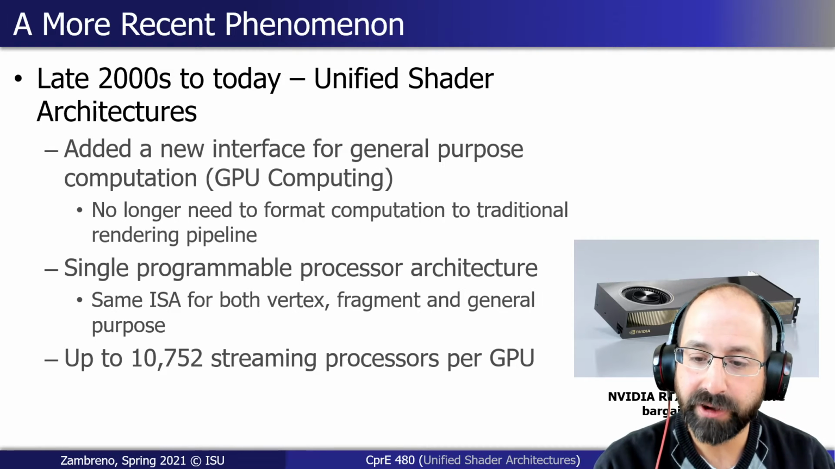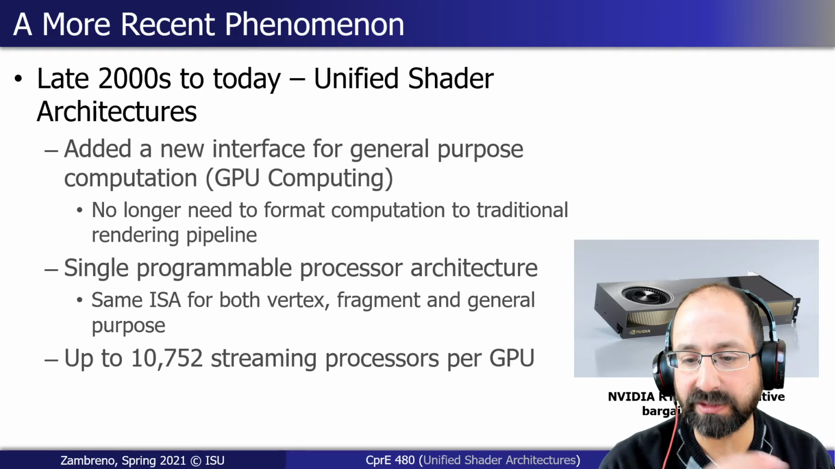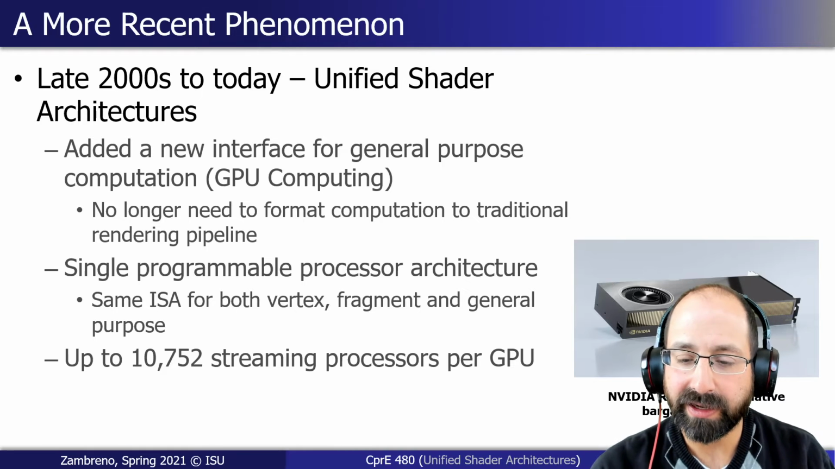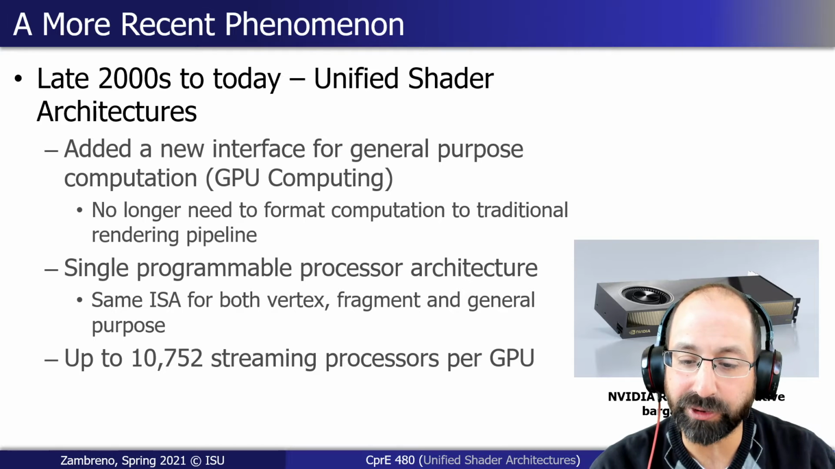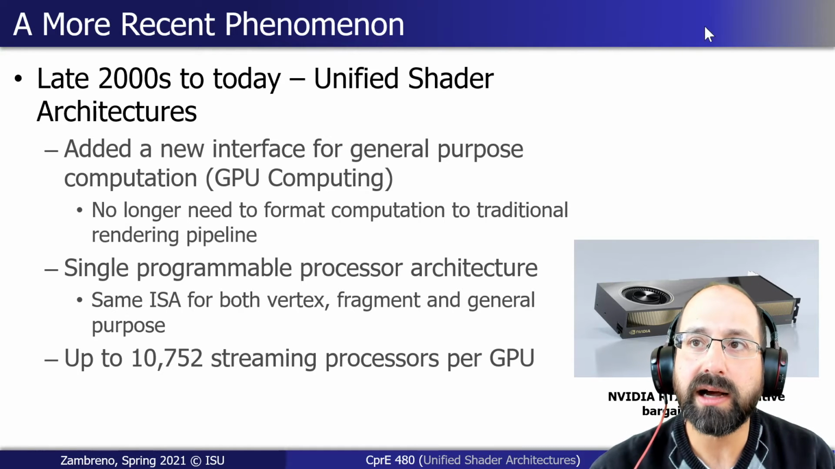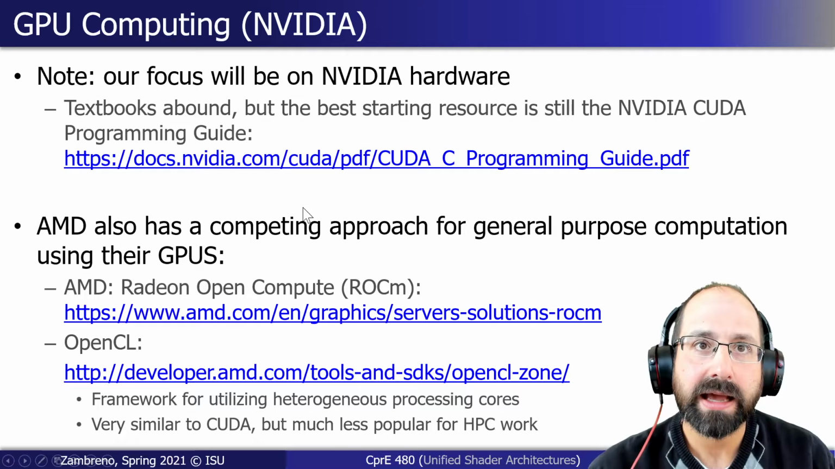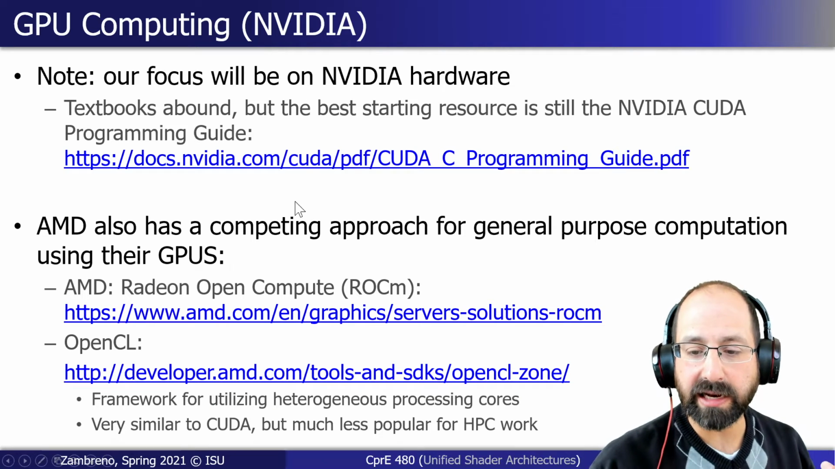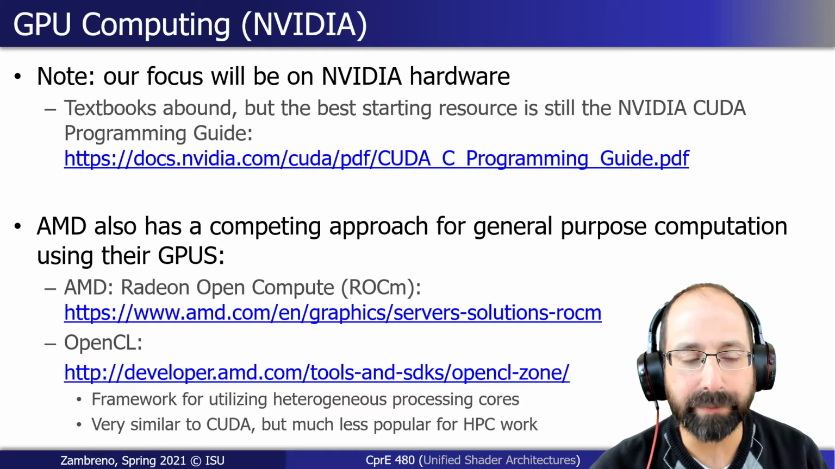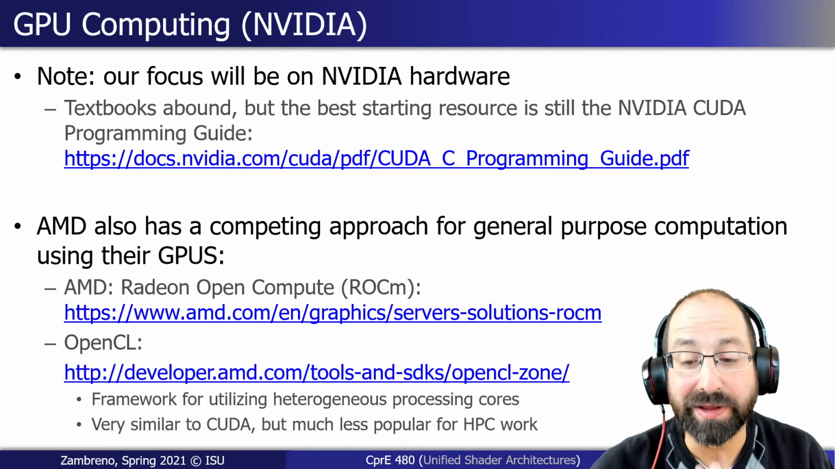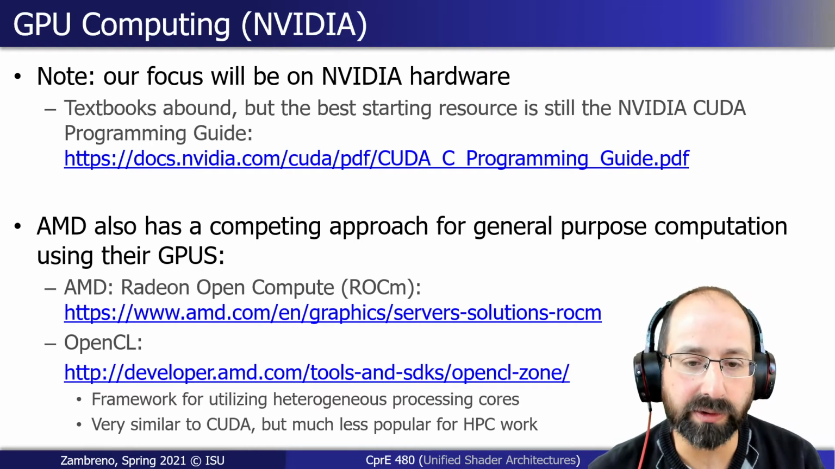But in general, from the first unified shader architectures to today, long story short, it's just a matter of scale, and the runtime environment is there to allow you to take advantage of that scale as it is available to you. So our focus is going to be entirely on NVIDIA hardware. I'm not alone in that. It's the way this topic is generally taught, and it's probably the right way to do it.